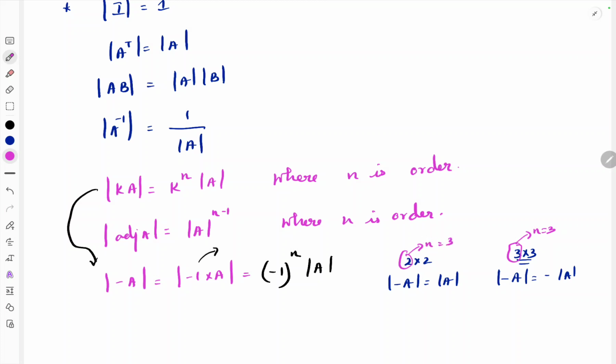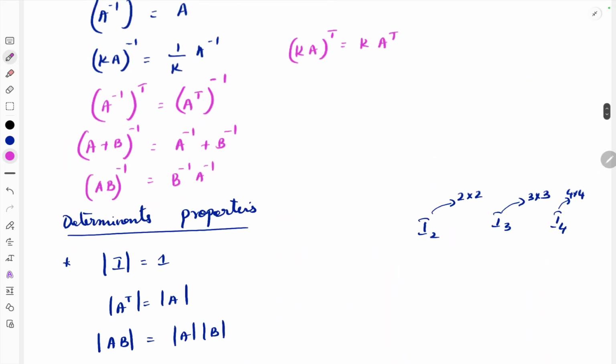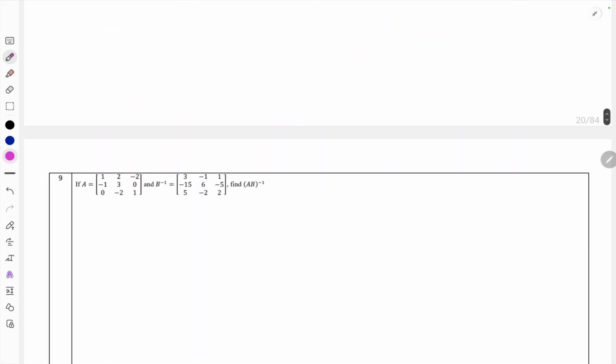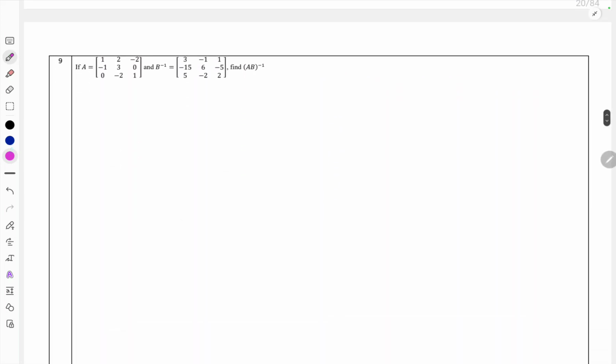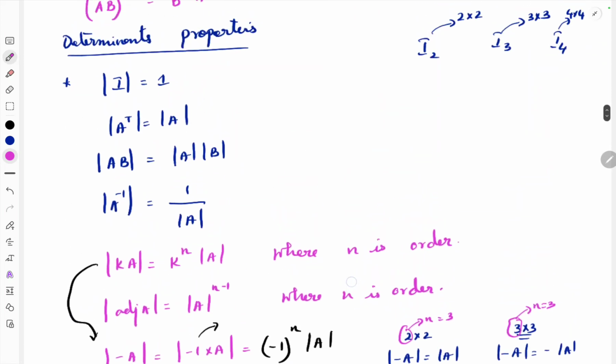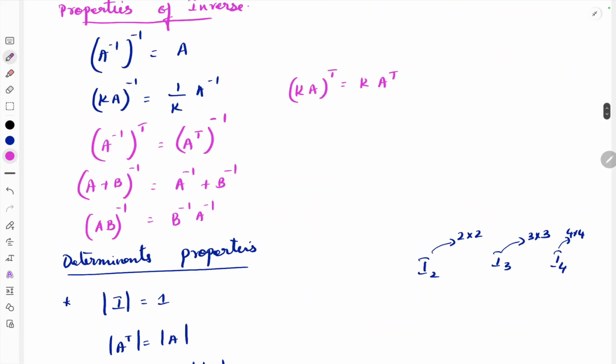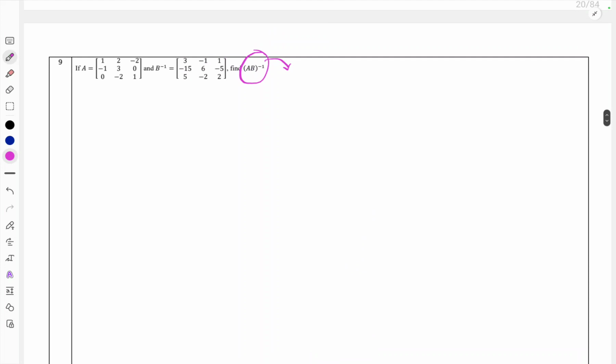So these are some of the properties from matrices and determinants chapter. So now we can start solving this 9th question. In this 9th question, we have A given as 1, 2, minus 2, and B inverse is given. We have to find AB the whole inverse. So AB the whole inverse, after using this property, is B inverse into A inverse. So B inverse into A inverse.